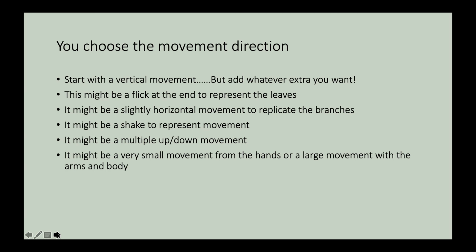You choose the movement direction. What I would suggest is that you start with a vertical movement, but then you can add whatever you want. It might be a flick to represent the leaves. It might be a slightly horizontal movement that represents the replication of branches. It might be a shake to represent some movement you're seeing. It might be a multiple up and down movement if you've got the time and the ability to do it. You might use very small movement from the hands or very large movement from the arms and the body. It's completely your choice.